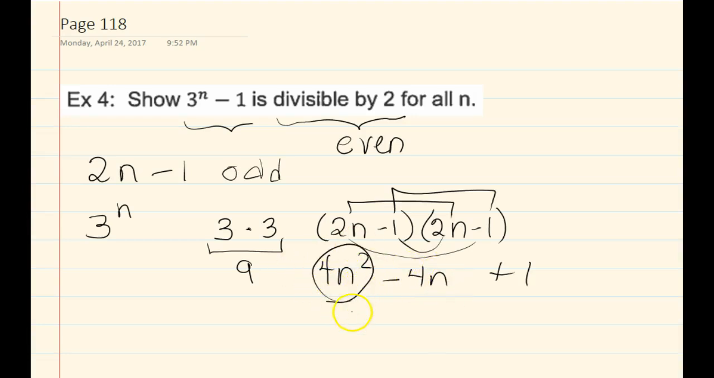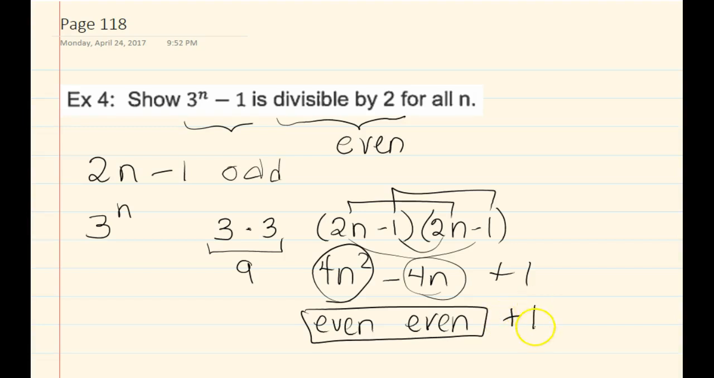We can clearly see that this is going to be an even number, and this is going to be an even number. So if I have two even numbers and I subtract them, my result is also an even number. And when I add 1, it's going to become an odd number.